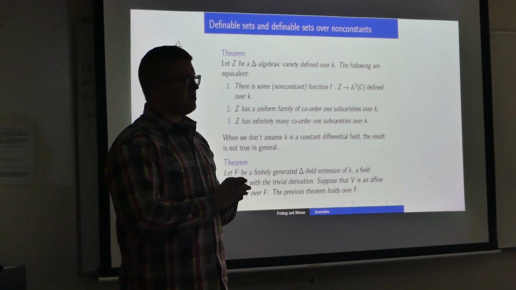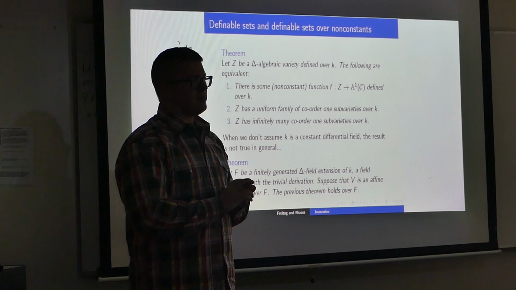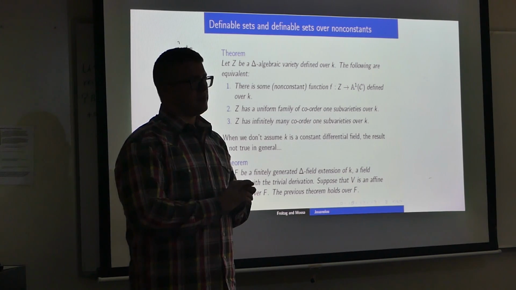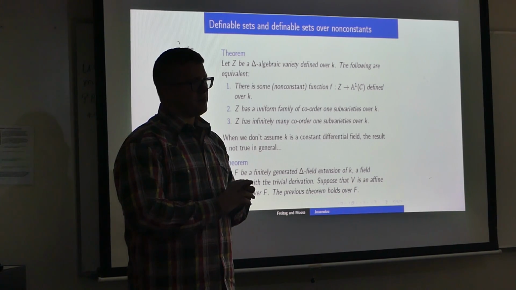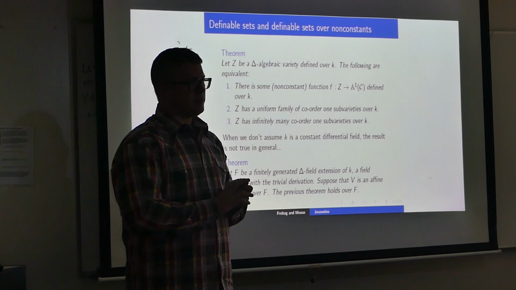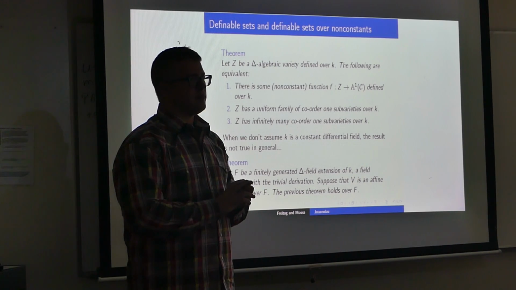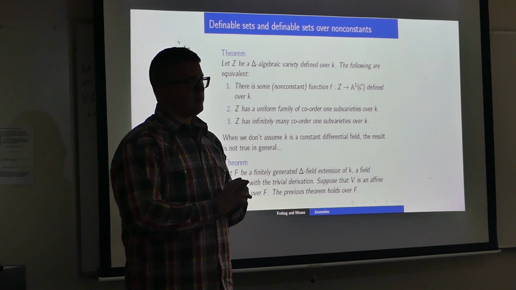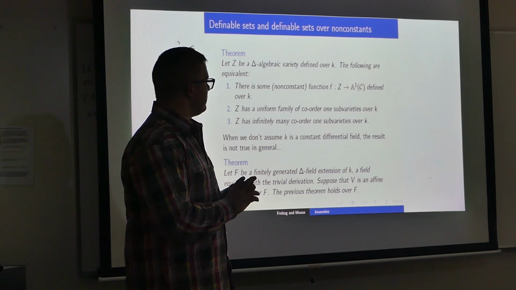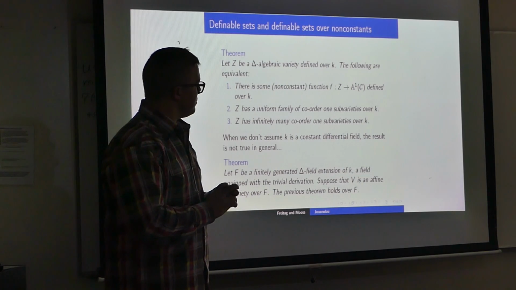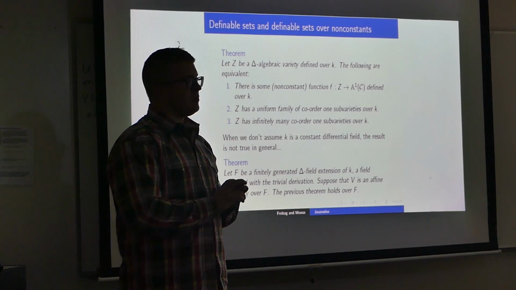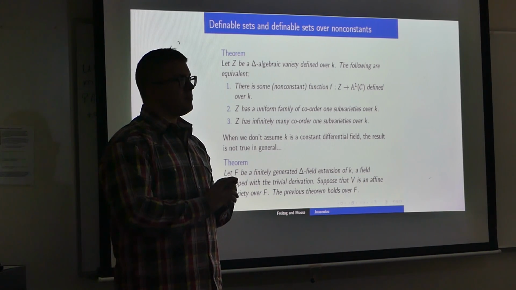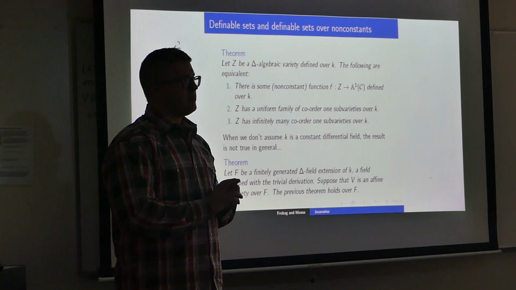So let me see if I understand something. One way to try to violate the equivalence between 1 and 2 is to try to have a family of order 1 subvarieties that are indexed by something that is orthogonal to the constants.